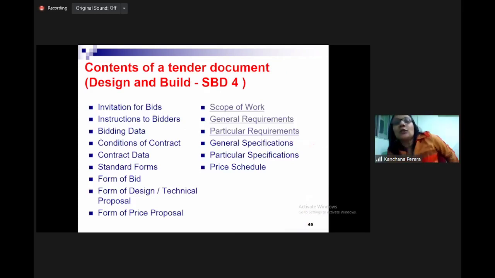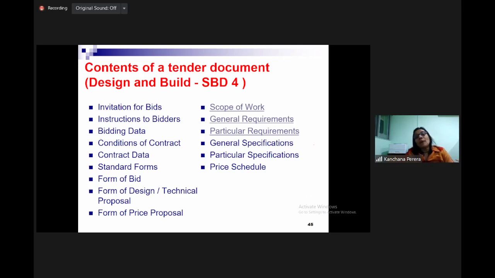So these are the contents of a bid document when it comes to a design and build document, which is using SBD 04. Again, invitation for bid is there, instructions to bidders, bidding data, conditions of contract, contract data, standard forms, form of bid, form of design technical proposal, form of price proposal. There are two proposals. If we are satisfied with the design proposal only, we open the price proposal, right? Two proposals, two envelopes. Design proposal, price proposal.